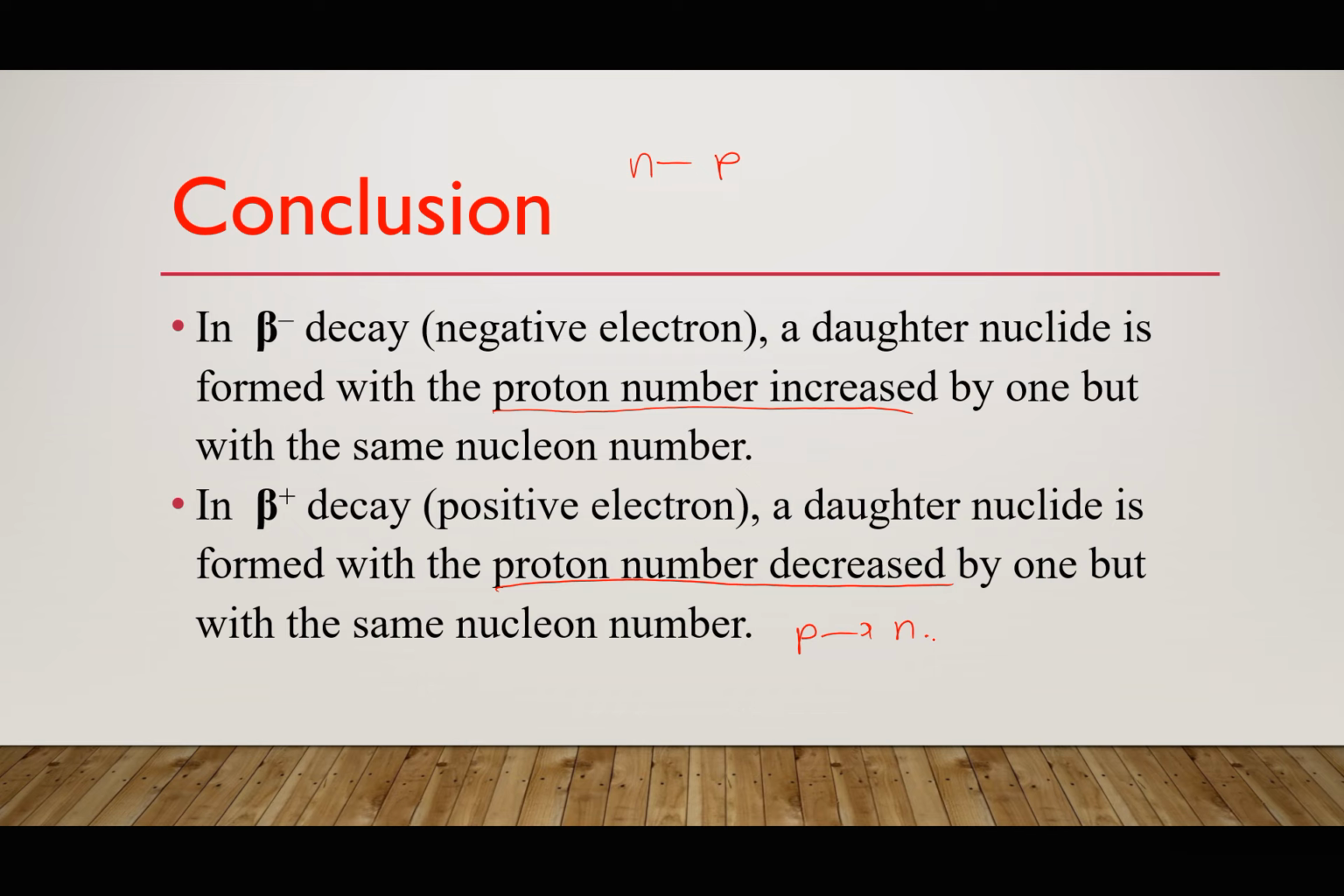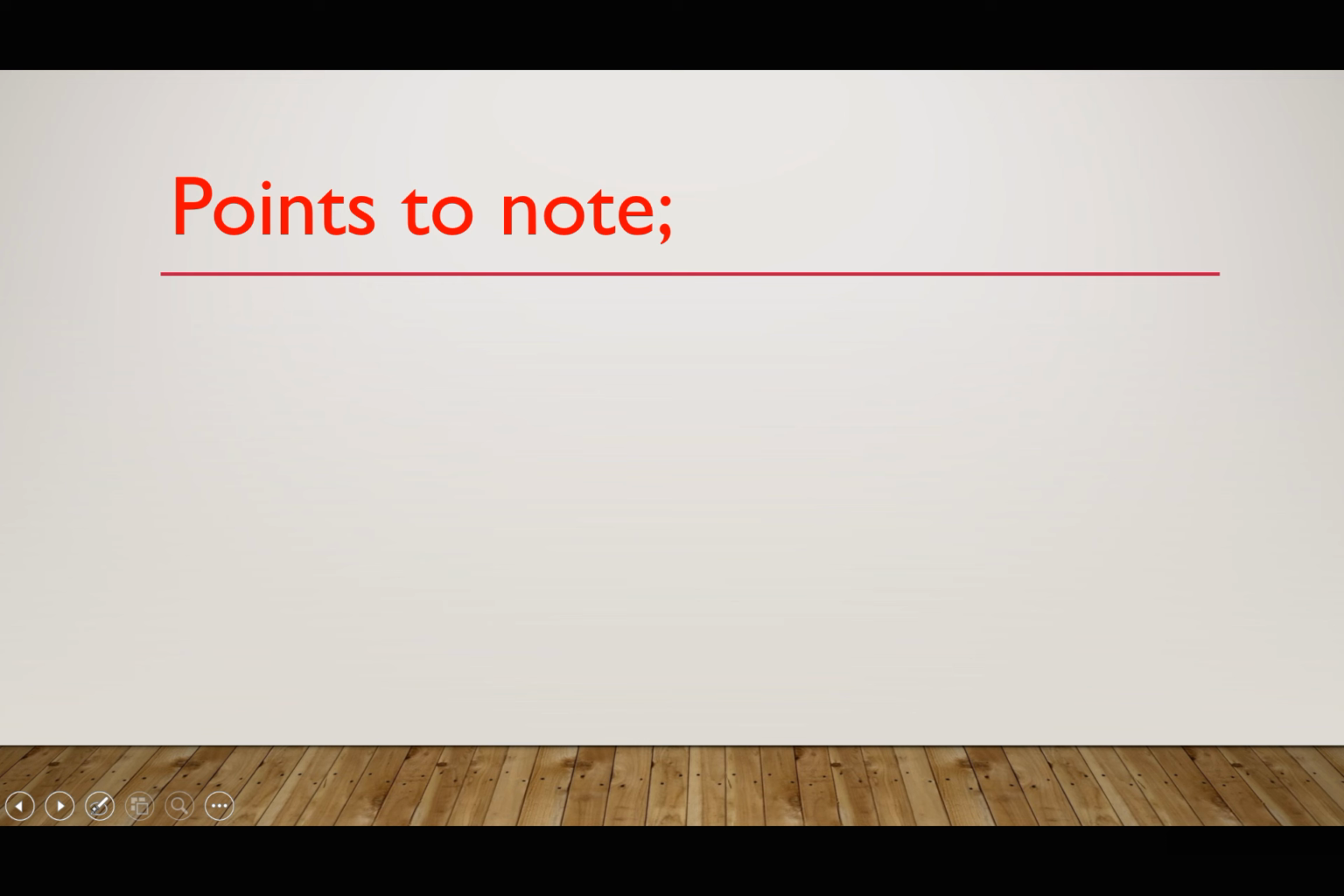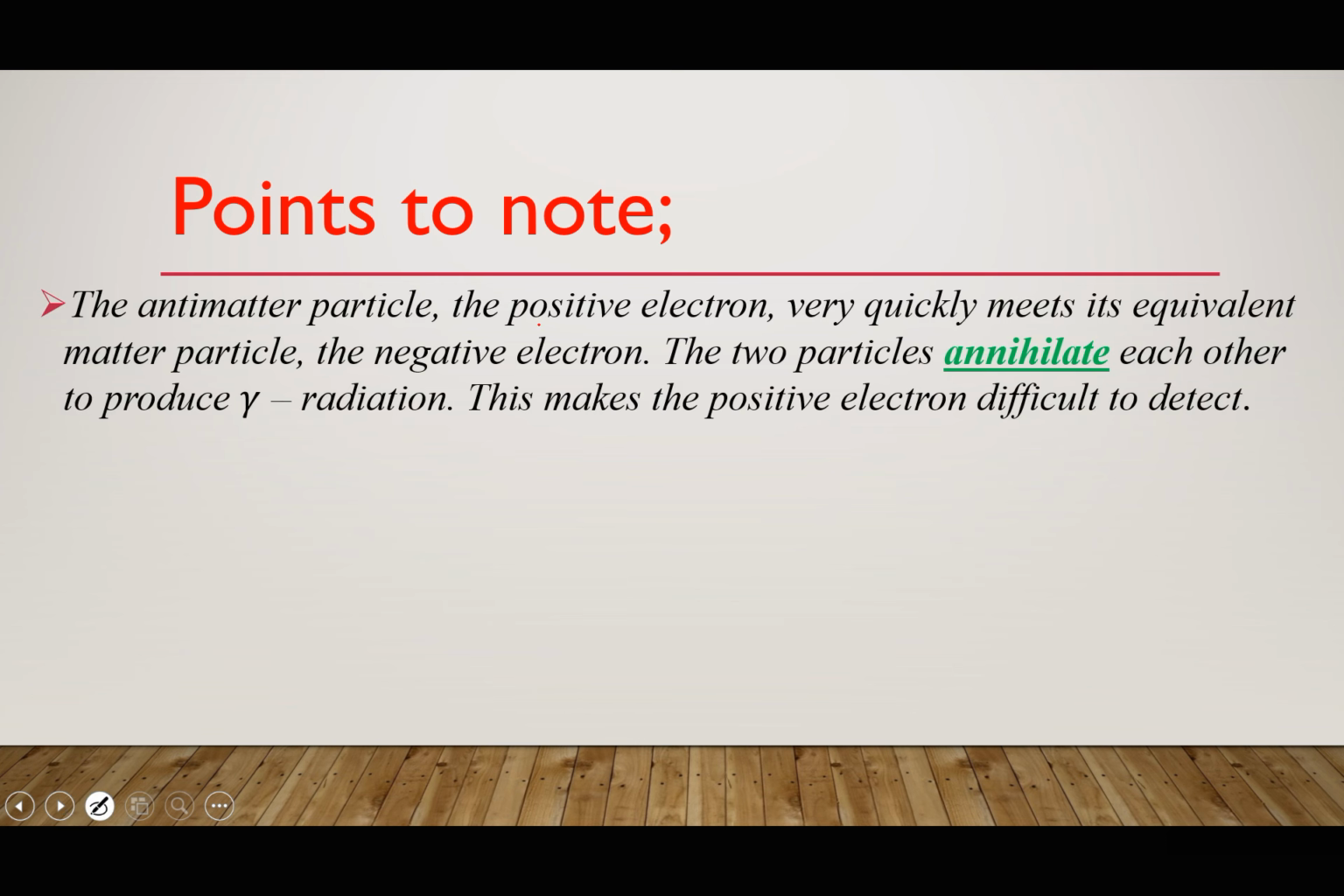A few important things to expand on here. Number one, the antimatter particle, which is the positive electron, which we are going to call the positron. The positron very quickly meets its equivalent matter particle, which is the negative electron. The two particles annihilate each other to produce gamma radiation. We shall talk about annihilation in medical physics, especially in positron emission tomography, that is paper 4. So the beta plus, which is E plus, is going to meet its corresponding beta minus, which is E minus. This is a positron. This is the antiparticle of the other one.